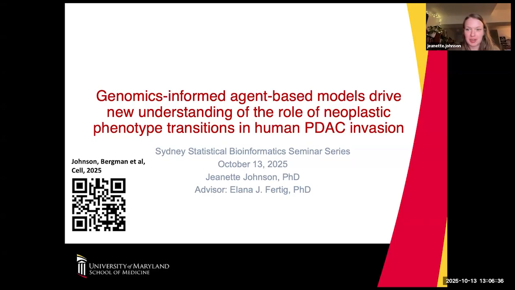I'm currently a postdoc at the University of Maryland. And yeah, the paper link also has our associated GitHub, which if you'd like to run or repurpose any of the models shown here, that's what it's there for. So I'm just going to talk about some genomics-informed agent-based models of the PDAC tumor microenvironment.